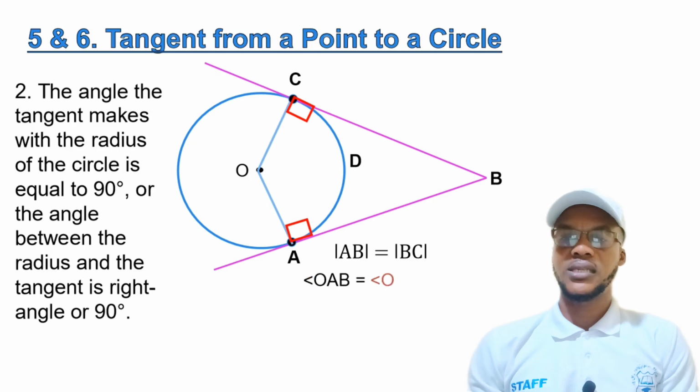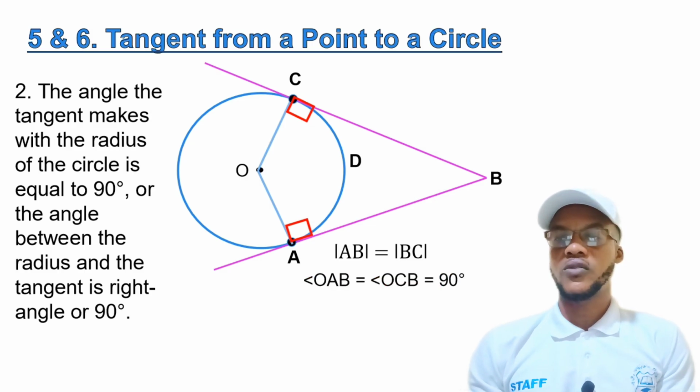If that's the case, then we can see that angle OAB is equal to angle OCB, which is 90 degrees.